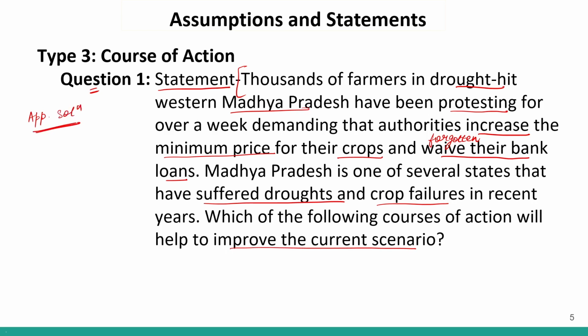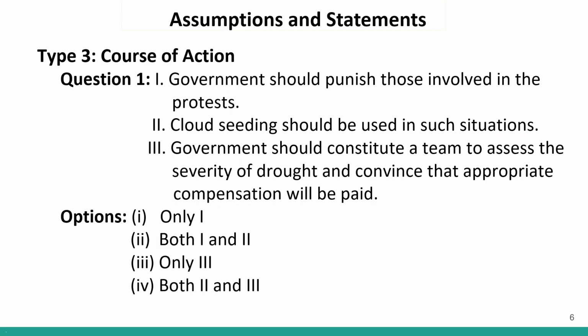Let us look at the courses of action. The first one is: government should punish those involved in the protest. Now, can this be a course of action? I don't think so. Why? Because we are not sure whether the protests are violent or not. The protest can be peaceful. It is not mentioned in the statement whether the protests are violent. So, if the protests are peaceful, why should the government punish? And it is mentioned in the statement that Madhya Pradesh is a drought-hit area, so their problems are genuine. So the government punishing the protesters does not make sense. This is not the correct course of action.